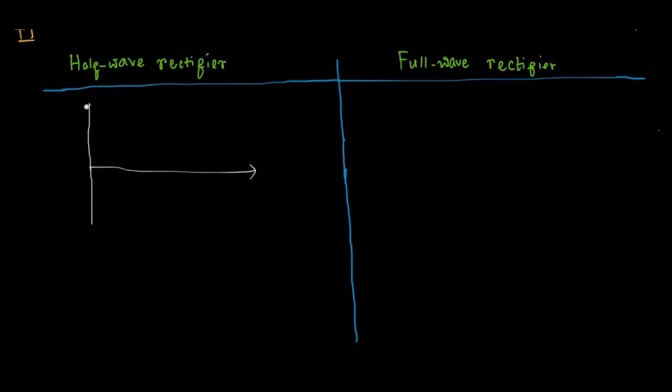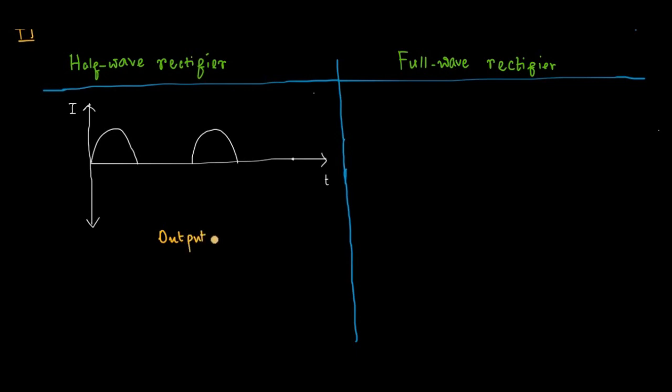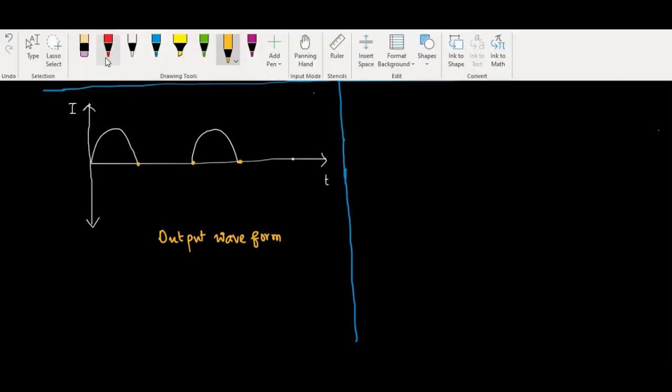Additionally, we can compare half-wave rectifier and full-wave rectifier. For a half-wave rectifier, we can plot current I along the vertical axis and time along the horizontal axis. This is the output waveform for a half-wave rectifier, and we can denote different instants of time in this output waveform.